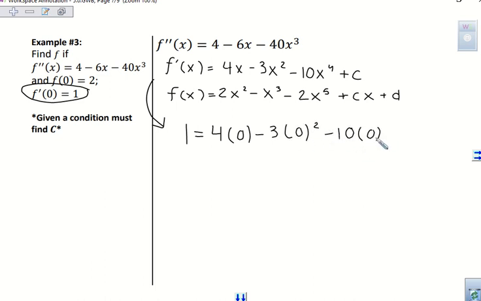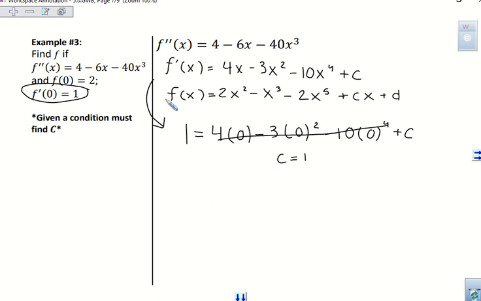Does everybody see why I'm doing that? So that means c equals what? 1. Where are you getting what? Oh, you were looking at the function 1 by accident. So everybody see how I got c to be 1.